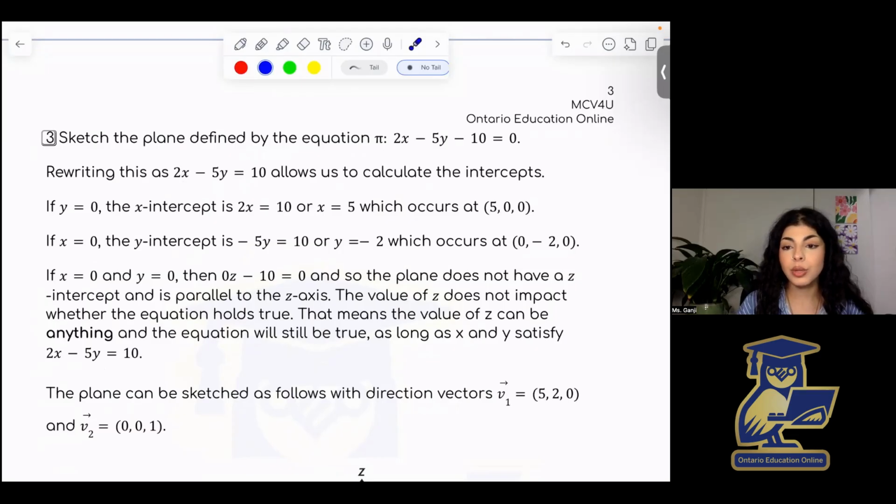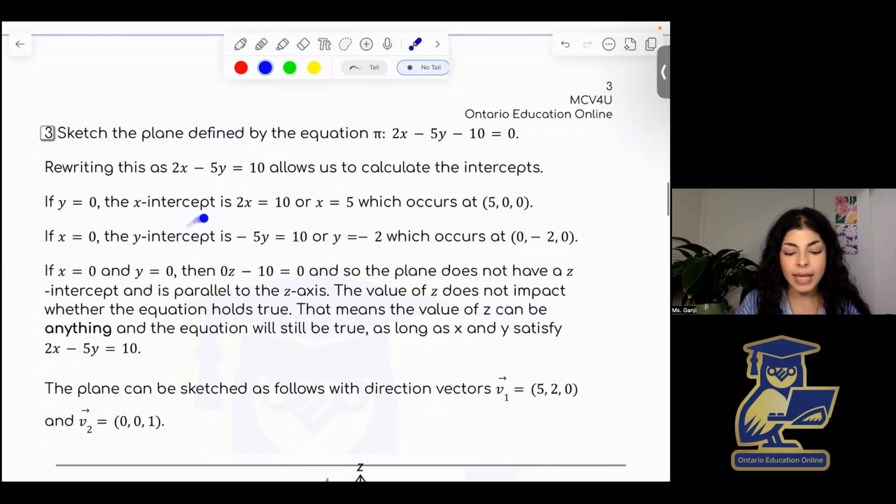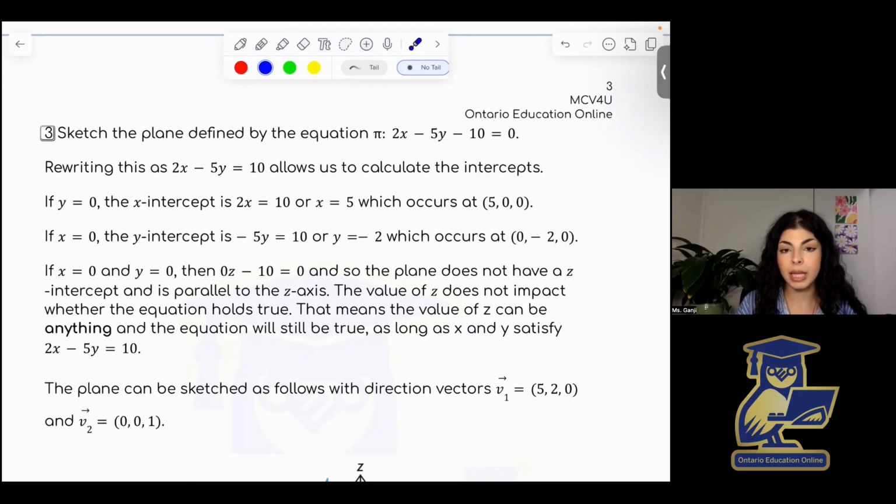The easiest way to do this is to find the x and y intercepts, because you can just let x be equal to 0 and find what y is, and let y be equal to 0 and find what x is. So when y is 0, the x-intercept will be 2x is equal to 10, so x is 5. That means the point (5, 0, 0) is on the plane. Similarly, when x is equal to 0, the y-intercept will be negative 5y is equal to 10, which produces y equals negative 2. So the point (0, -2, 0) is on the plane as well.